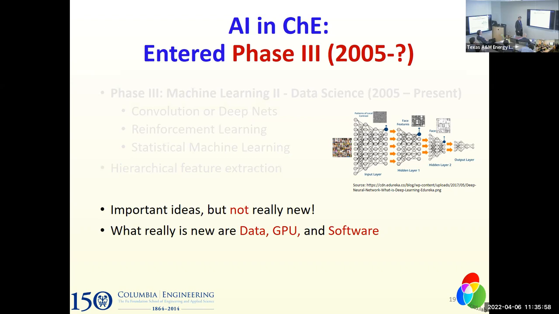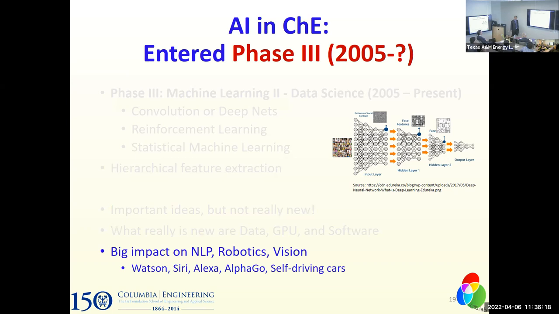So what is really new? Data, GPU, and software, in that order of importance. We have a lot more data available now, and we have very powerful GPUs to analyze the data, and an easy-to-develop software environment. And that is why we have Watson and Siri and Alexa, AlphaGo, and everything else.